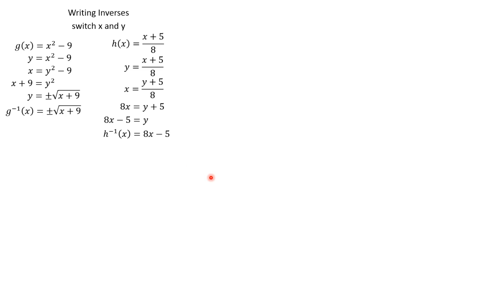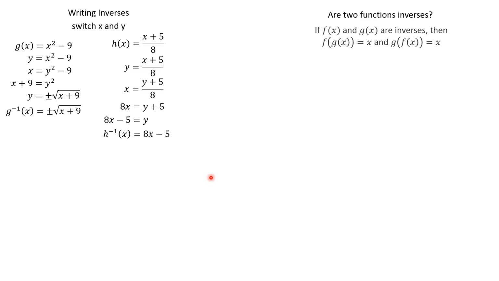So that's all writing inverses is. We just switch the x and y, and then solve for y. And again, we've done that. That's review. The new part is, how can we tell if two functions are inverses? And this is new because it uses those composite functions that we looked at yesterday. We have a property, a rule that says that if they are inverses, then f of g of x equals x, and g of f of x equals x.